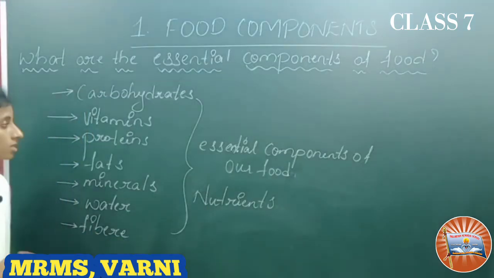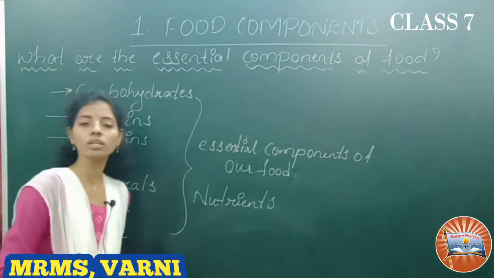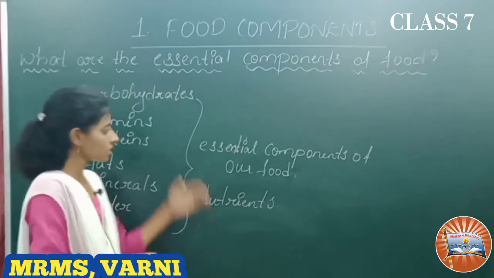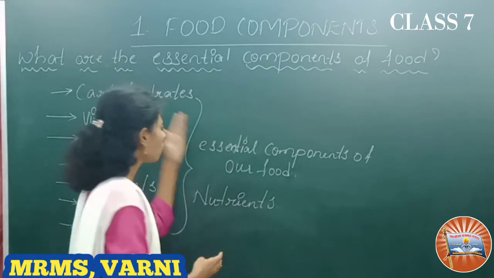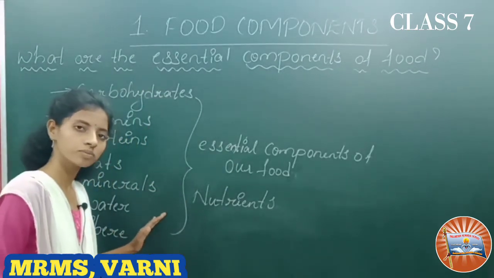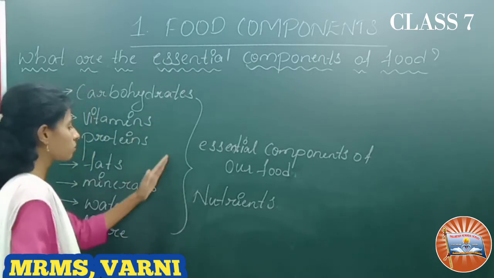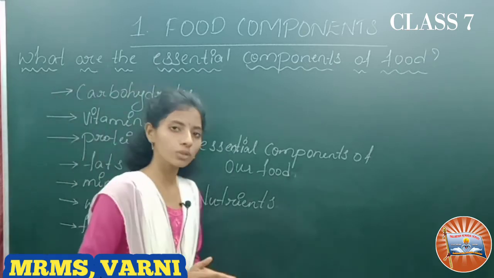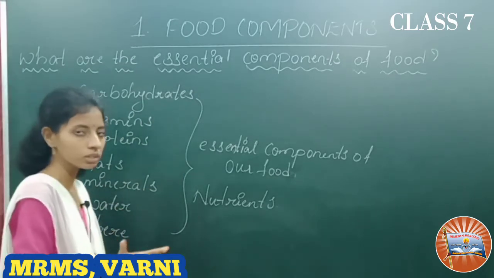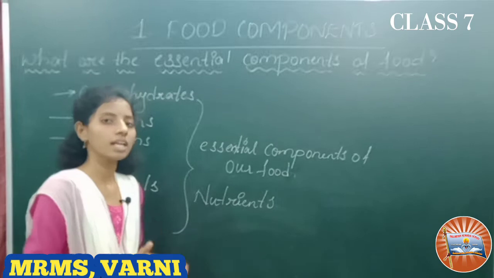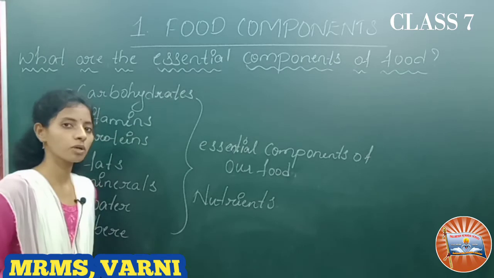How can we test whether all these components are present in our food or not? How can we know these essential components are present in our food? In every food, will all these components be present? No. Different types of food contain different types of components. So now we are going to test whether these essential components are present in every food or not, and which food contains these components. We are going to see this by a simple experiment.